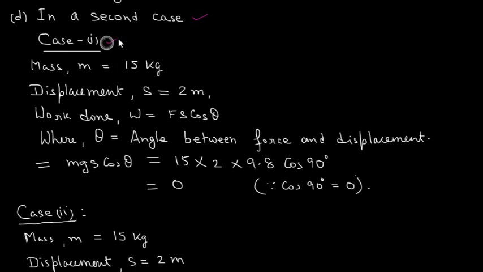In case 1, mass is equal to 15 kg, displacement s is equal to 2 meter, work done W is equal to Fs cos theta. So here, work done W is equal to Fs cos theta, where theta is the angle between the force and displacement. Therefore, we can write mgs cos theta. Putting the value of mgs and cos theta, we get the value as 0, as cos 90 is 0.